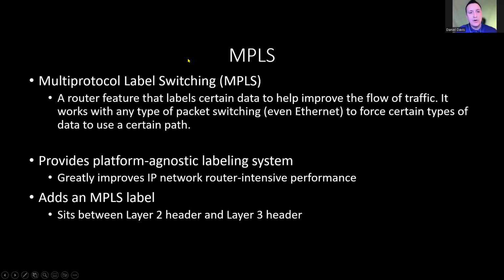MPLS, multi-protocol label switching. Essentially, this is a router feature that labels certain data to help improve the flow of traffic on your network. It provides a platform-agnostic labeling system that greatly improves IP network router-intensive performance. The idea here is that we add an MPLS label that sits between the layer 2 and layer 3 headers. We're going to look at that here in a second.